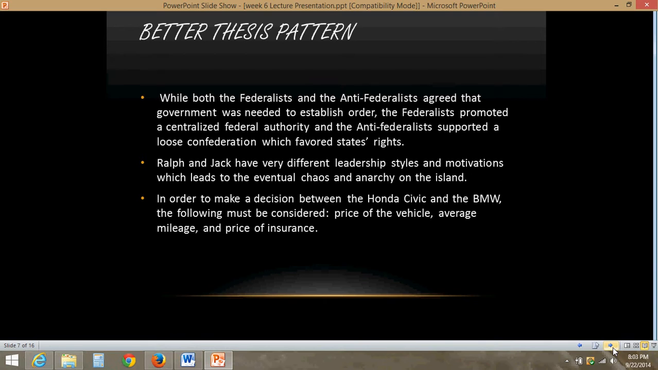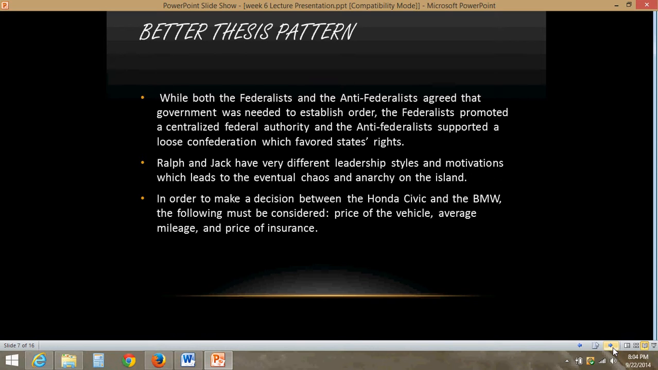Another one, so Ralph and Jack have very different leadership styles and motivations which lead them to eventual chaos and anarchy on the island. So this one is a little bit tricky because it's actually referring to characters in a book. You would have to rely on the rest of the introductory paragraph to understand which book this might be. So unless you know things about Ralph and Jack, not really sure. So this one is better because it does have a clear establishment of we are comparing these two characters, Ralph and Jack. We're comparing specifically their leadership styles and motivations and what are the results of that.